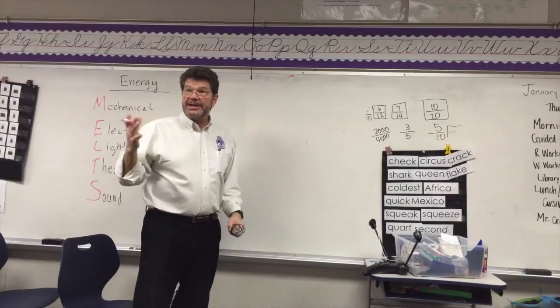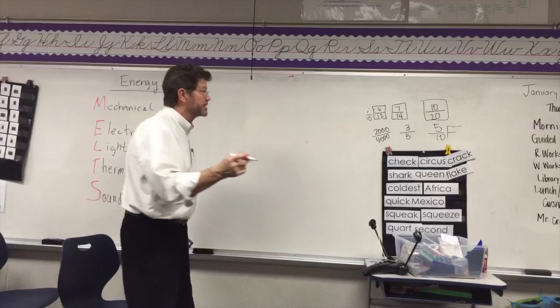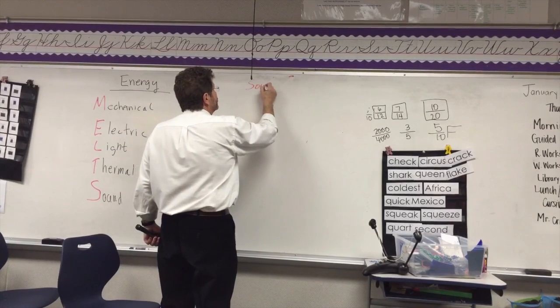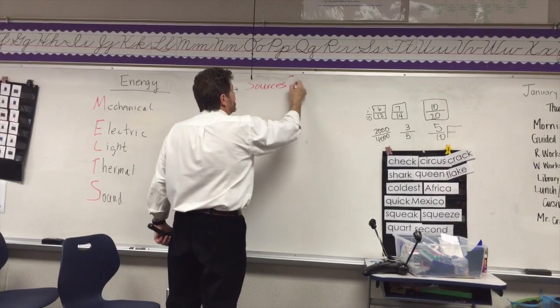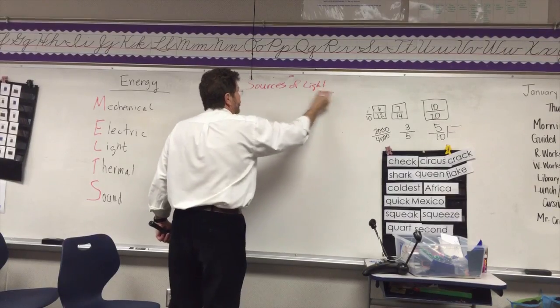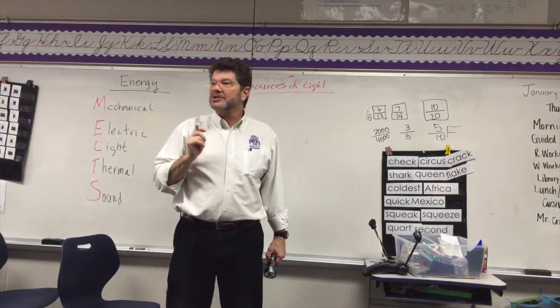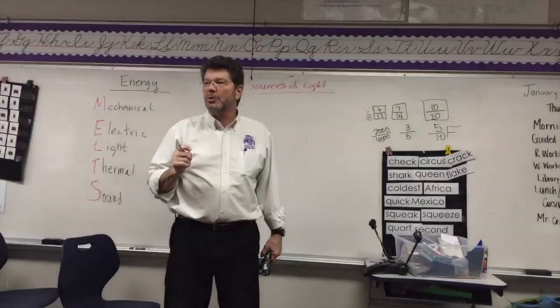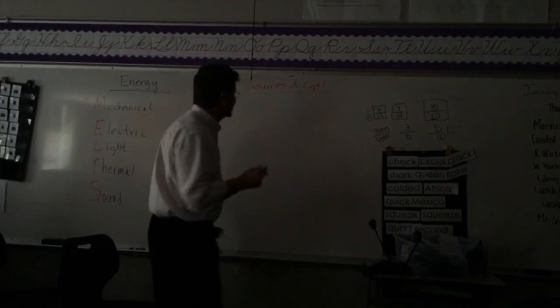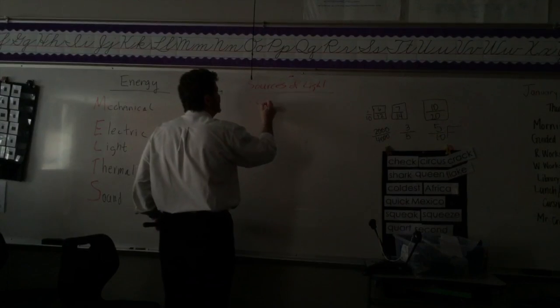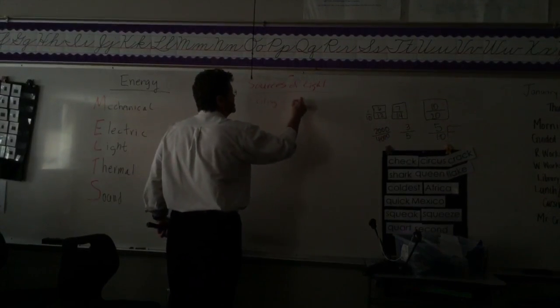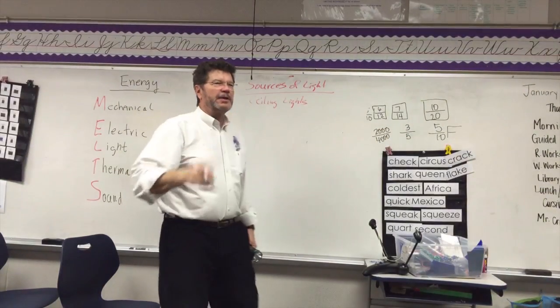Okay, so let's take a look at some sources of light. Sources of light. S-O-U-R. It's on your worksheet. In this room, what's the first source of light? Go turn the lights off for me. What's one source of light in this room? Ready? 3, 2, 1. The ceiling lights. Okay, go ahead and write that. Ceiling lights. Go ahead and turn the lights back on. Oh, turn them off again.